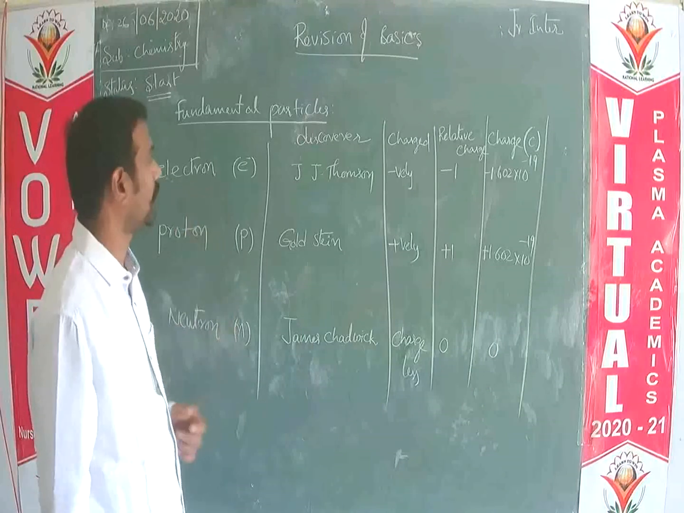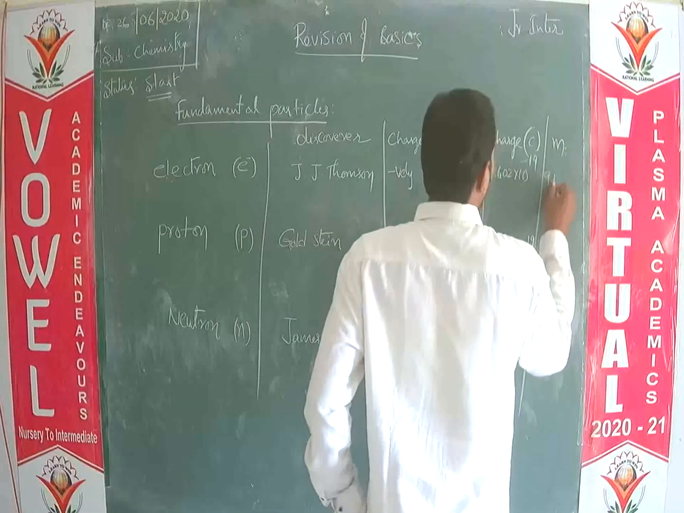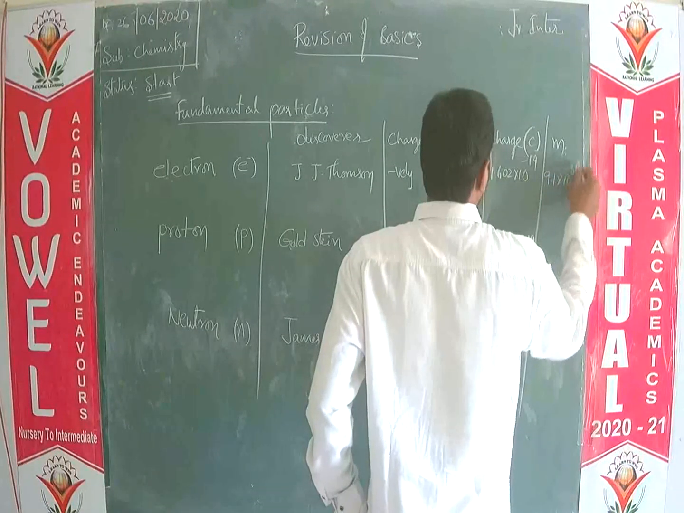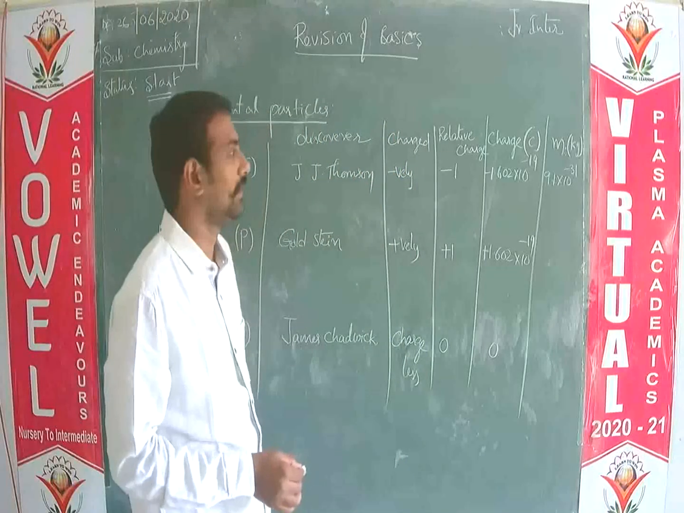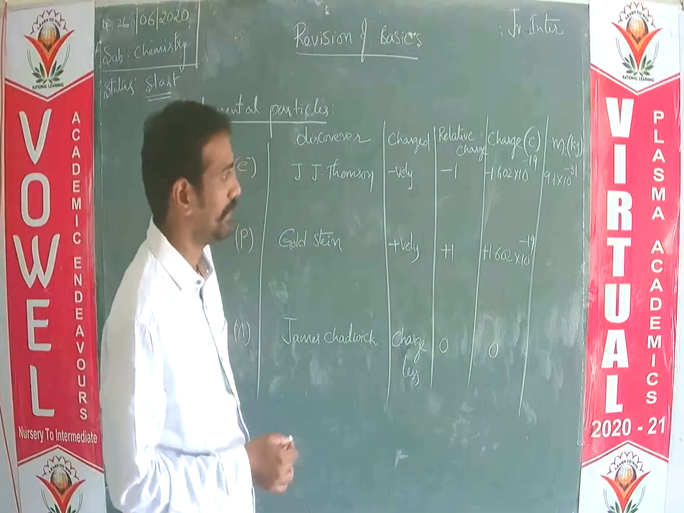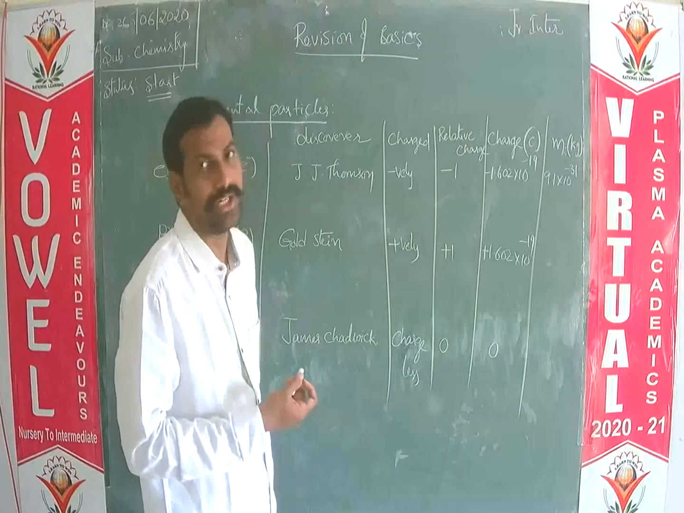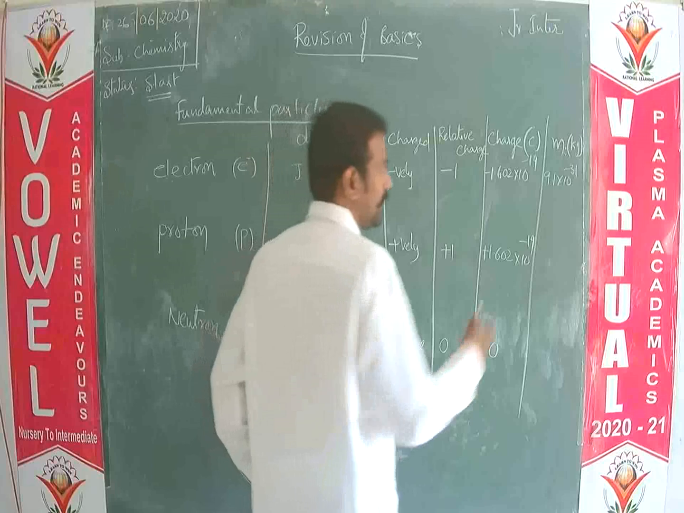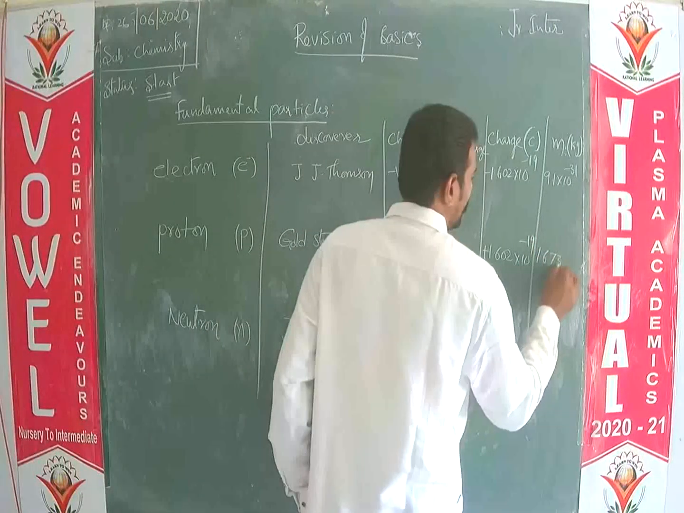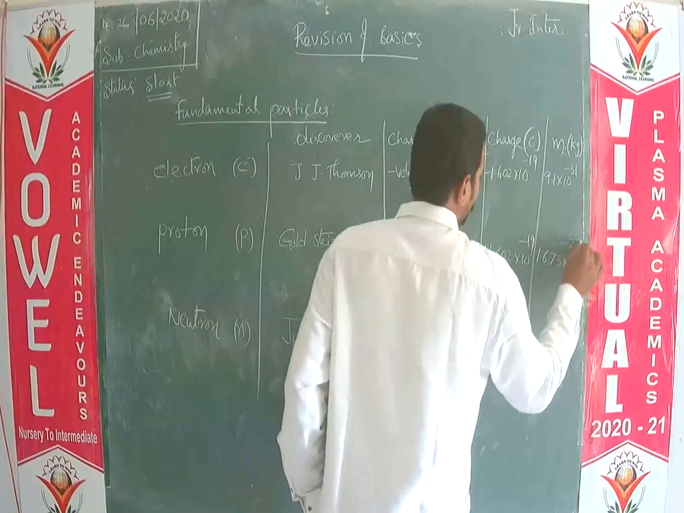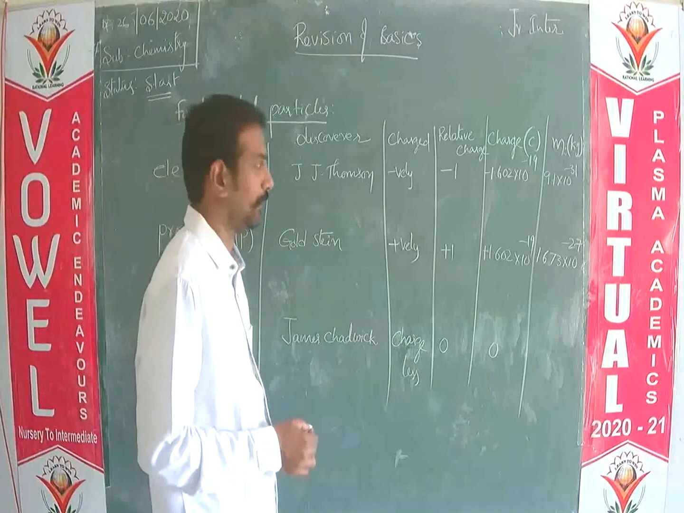Come to the case of electron's mass. Mass of electron is 9.1 into 10 power -31 in kilograms. If you consider it in grams, it will be 10 power -28 grams. Next, the mass of proton is 1.673 into 10 power -27 kilograms. In grams, it is 10 power -24.